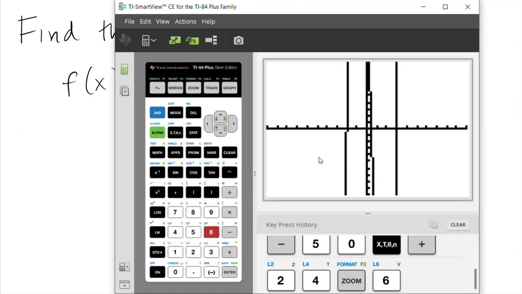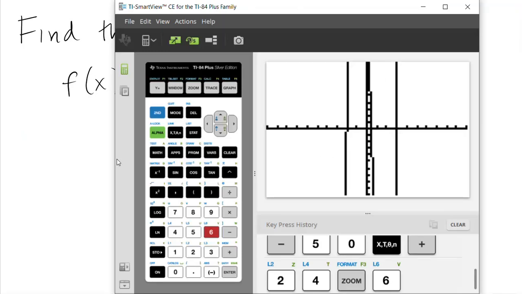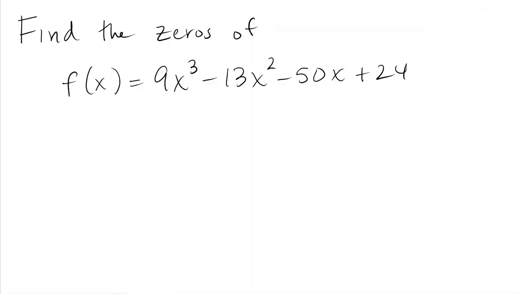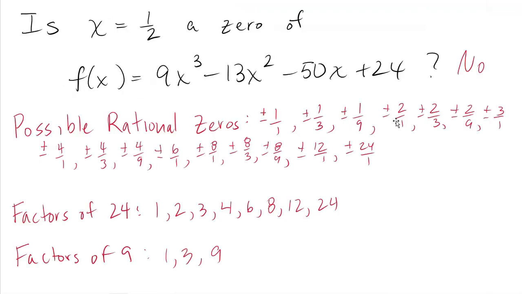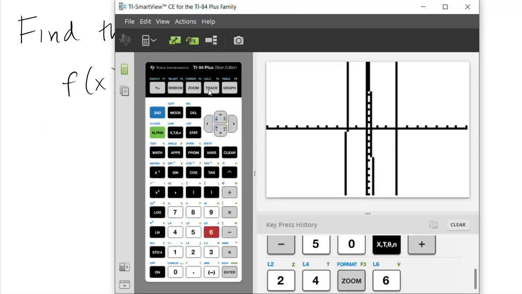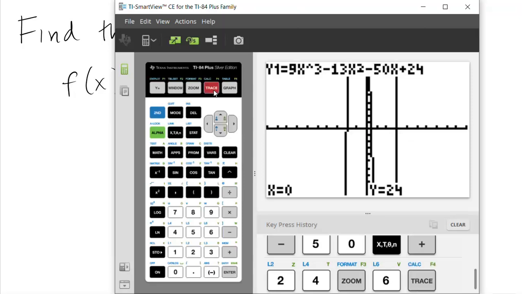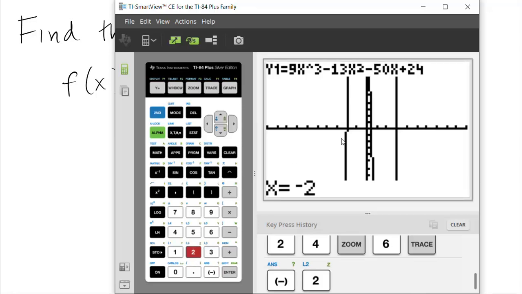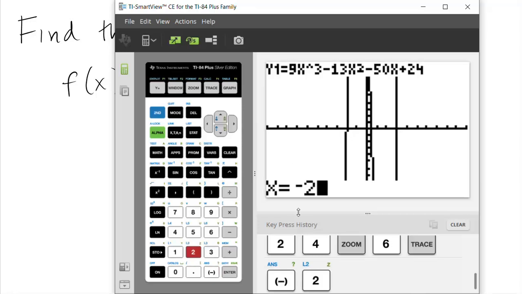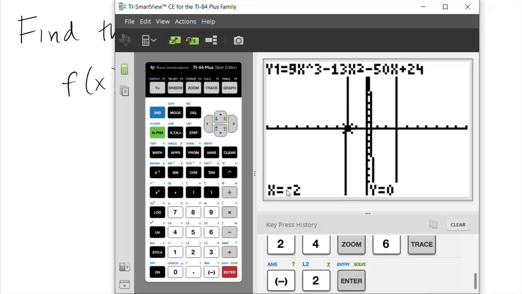Two of these solutions are pretty easy to find. That looks like -2, and notice that -2 is in our list of possible rational zeros. It's right here. If you push your trace key and then type the number you want to go to, we think -2 is this spot right here. Hit enter, and it will tell you -2 is one of the zeros.